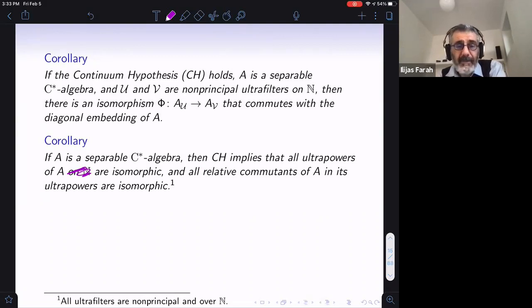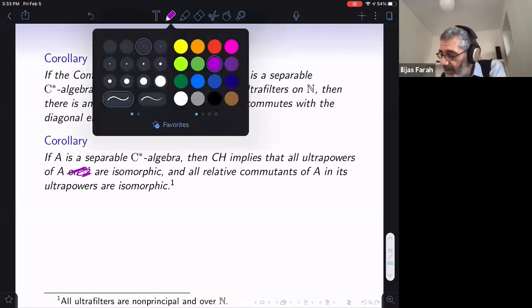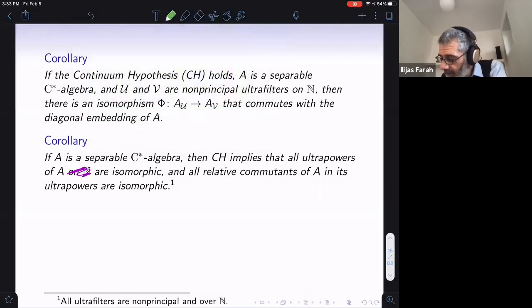Actually, all of this proves a little bit more. For the first part, that all ultrapowers are isomorphic, you don't need separable. All that you need is that the density character is at most Aleph 1, because the ultrapower is going to be of the same size. For relative commutants, it's a different story. You need separability, because we don't really have control of what relative commutants of subalgebras of density Aleph 1 are. Okay.